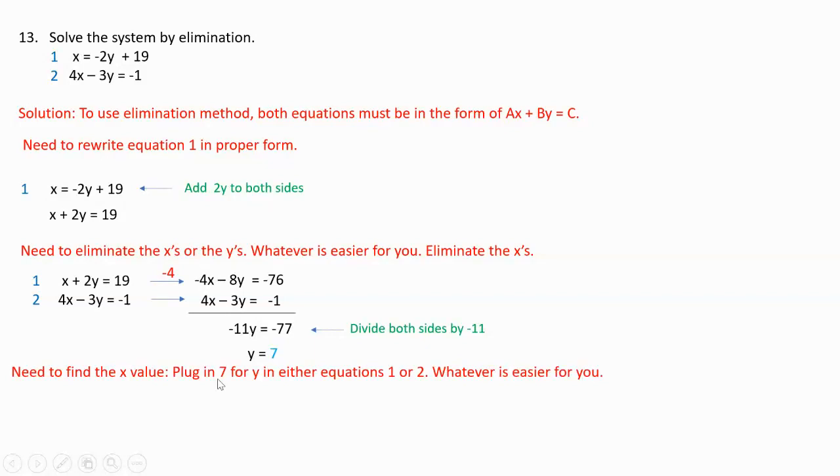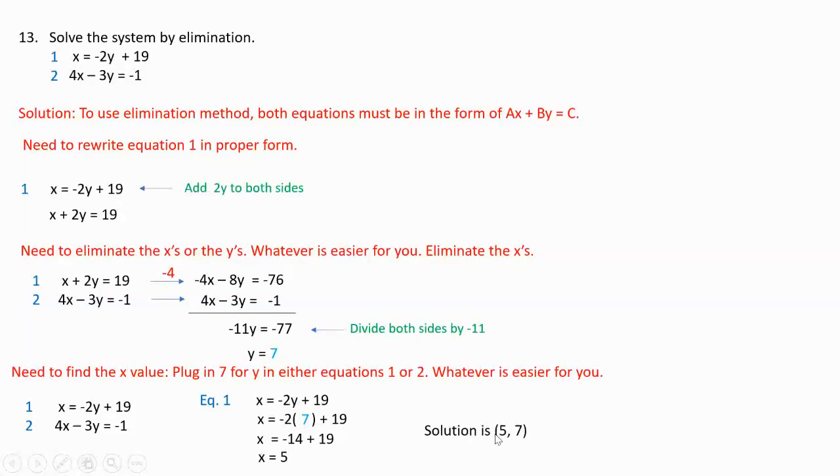So I need to go back and plug in 7 in either equation 1 or 2, whatever is easier for you to find the x. In my opinion, guys, it's easier to go to the original equation number 1, because if we're looking for x, the x is already isolated. So I'm going to plug in 7 for the y here on the right. So it'll be -2 times 7 plus 19. This is going to give us -14 plus 19, so the answer is 5. So what's my answer? The answer is (5, 7). That's my point.